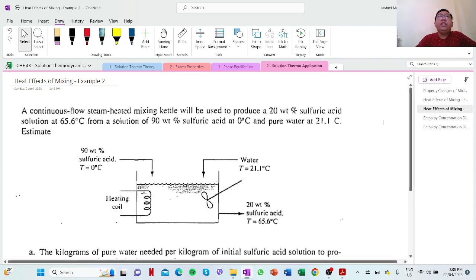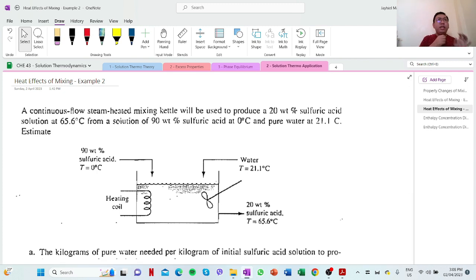Okay, so for this example, a continuous flow steam heated mixing kettle will be used to produce 20 weight% sulfuric acid solution at 65.6 degrees Celsius from a solution of 90 weight% sulfuric acid at 0 degrees Celsius and pure water at 21.1 degrees Celsius.